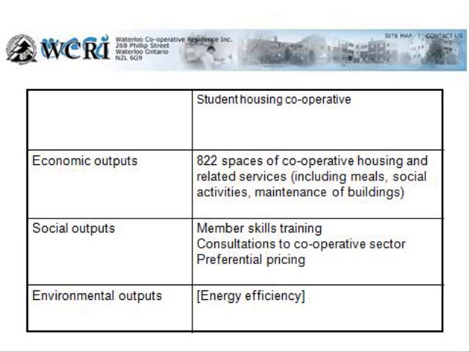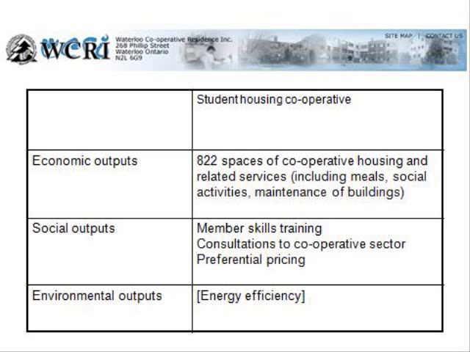In terms of social outputs, they have a lot of member skills training. The organization also provides consultations to cooperative sectors, so to other housing cooperatives, which is a benefit. That also comes in line with helping other cooperatives in the cooperative sector. Preferential pricing was another issue that was a social impact for their organization. In terms of environmental outputs, you can look at things such as energy efficiency and different ways of recycling and using resources and how that might have an impact on the environment.